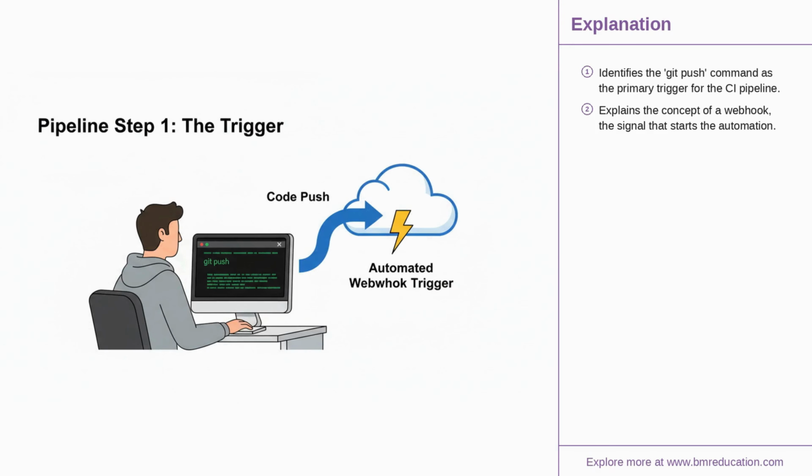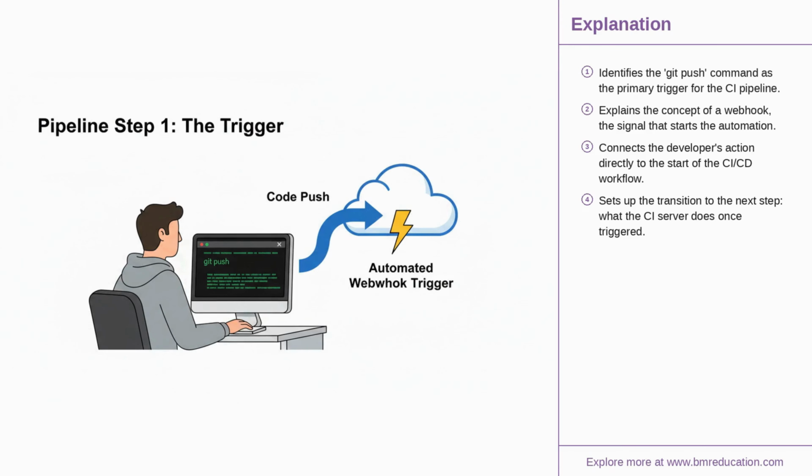With our code managed in a repository, the automation can begin. The entire CI/CD pipeline is ignited by a single event, a trigger. Most commonly, this is a git push command. When a developer pushes their new code to the repository, it sends a signal or webhook to our CI/CD server telling it to wake up and get to work.